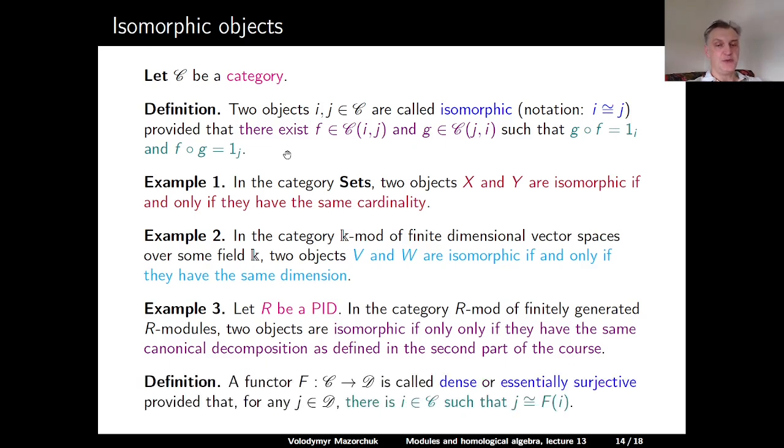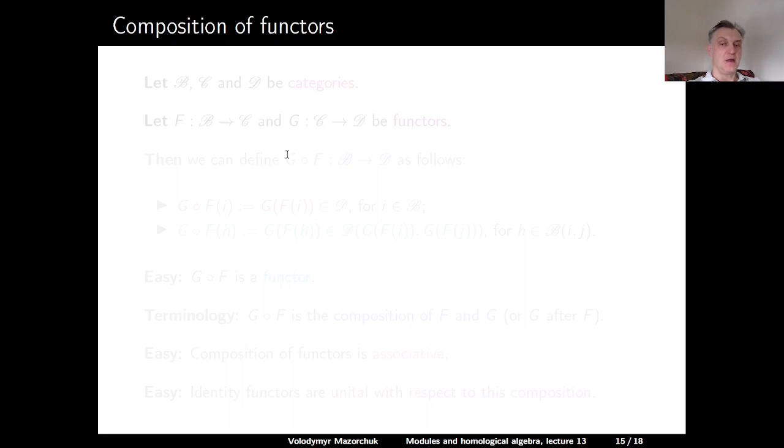And one more definition, which will be necessary later. A functor F from C to D is called dense, or essentially surjective, provided that for any object j in D, there is an object i in C such that j is isomorphic to F of i. So in some sense, one can say that the image of F hits all isomorphism classes of objects in the target category.